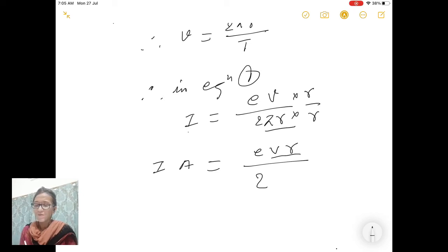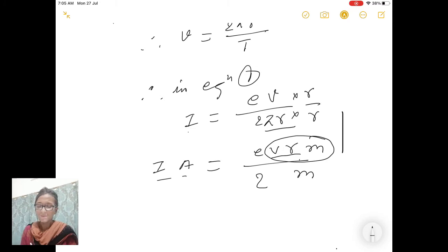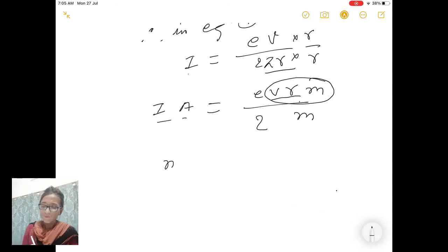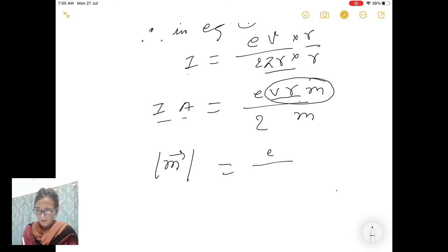Here v r. If you multiply the numerator and denominator by m, you get m v r, angular momentum. So here is a term angular momentum and here is a term magnetic dipole moment. Here you can write the magnetic dipole moment, and the magnitude of it is equal to e upon 2m into angular momentum, magnitude of it.